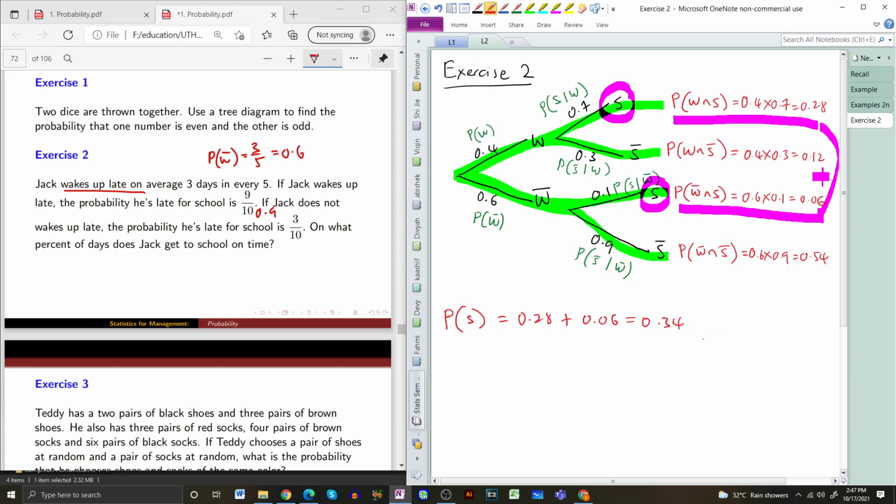This is a probability. They want a percentage. To change a probability to a percentage, 0.34 becomes 34%. You have to multiply by 100. That one I don't think I need to teach you. You have learned that before in school. 34% is your answer.